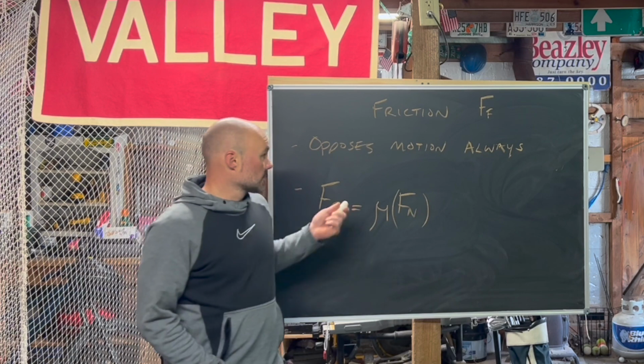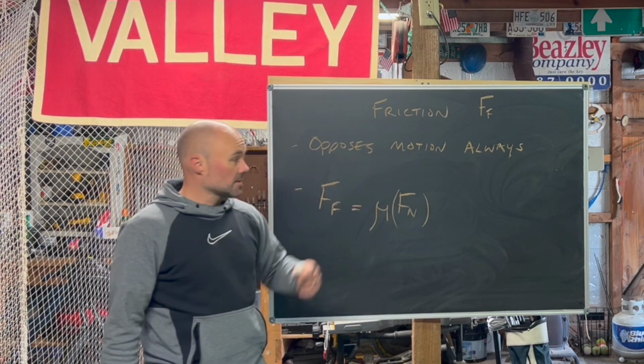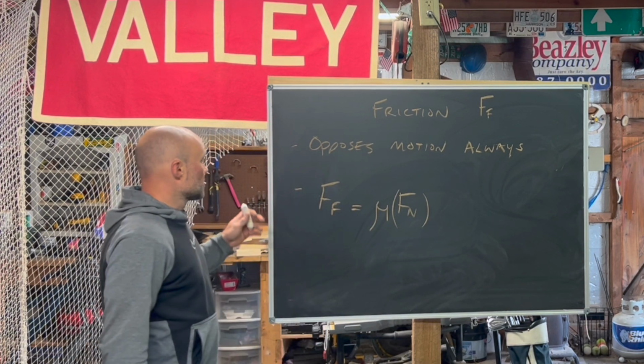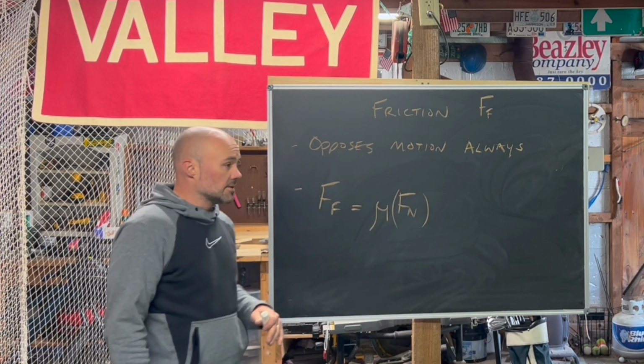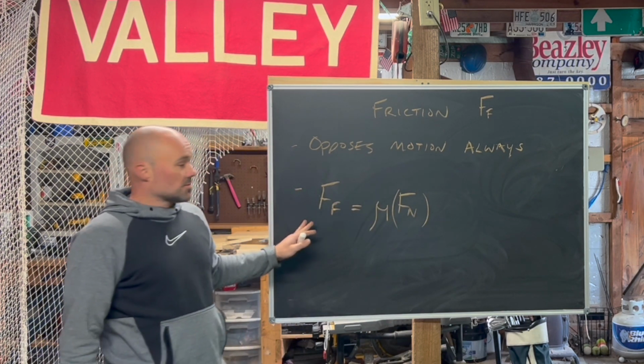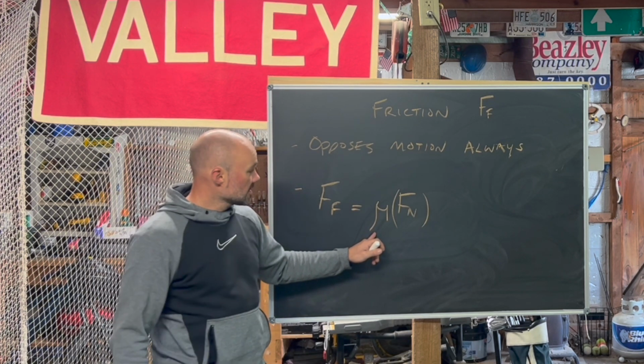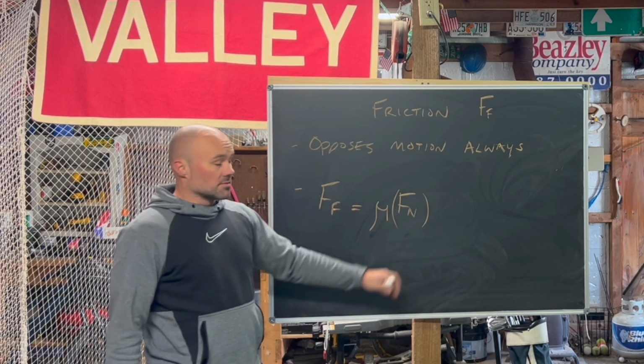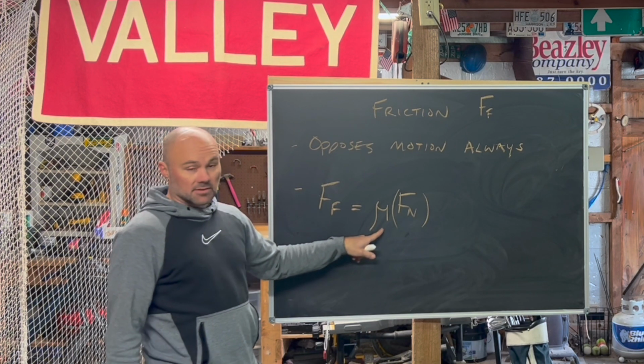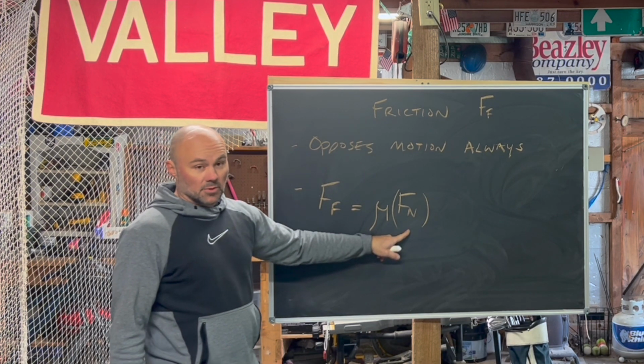Okay, today we're going to talk about friction, and friction is a force, obviously, so the units are newtons. Friction always opposes motion in all cases. And we can calculate the force of friction if we know something called the coefficient of friction, which we'll talk about in just a second, and the normal force. So the force of friction is the product of the coefficient of friction and the normal force.